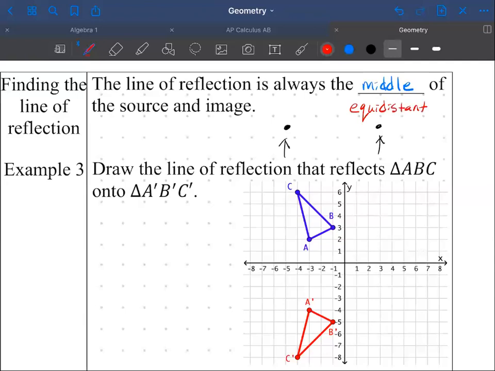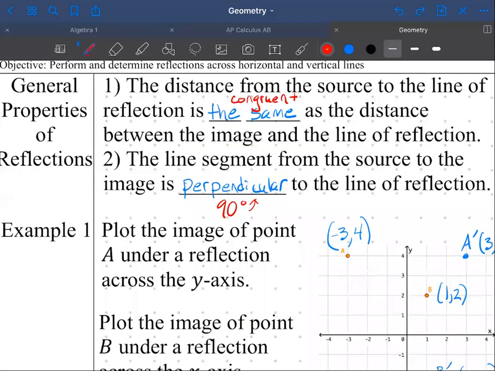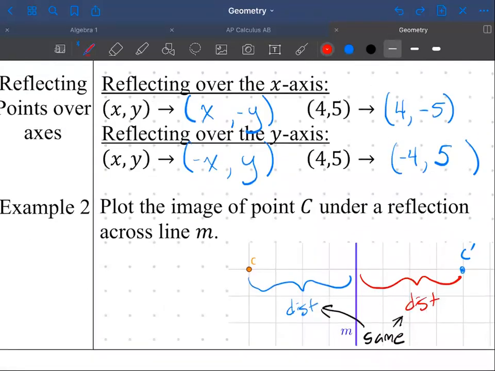So you can say if I have my line of reflection, this line of reflection is equidistant to the source and the image. And that's what I meant back here on the bottom of this, like these two distances are the same, they are equidistant from each other.